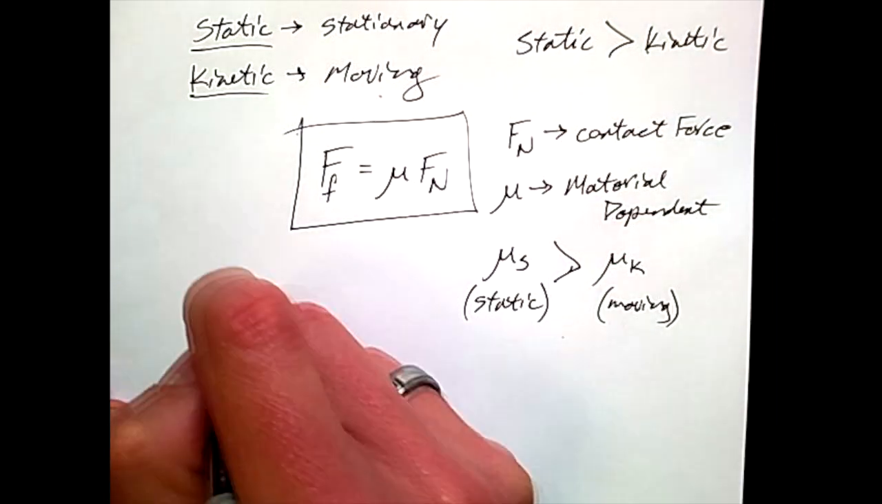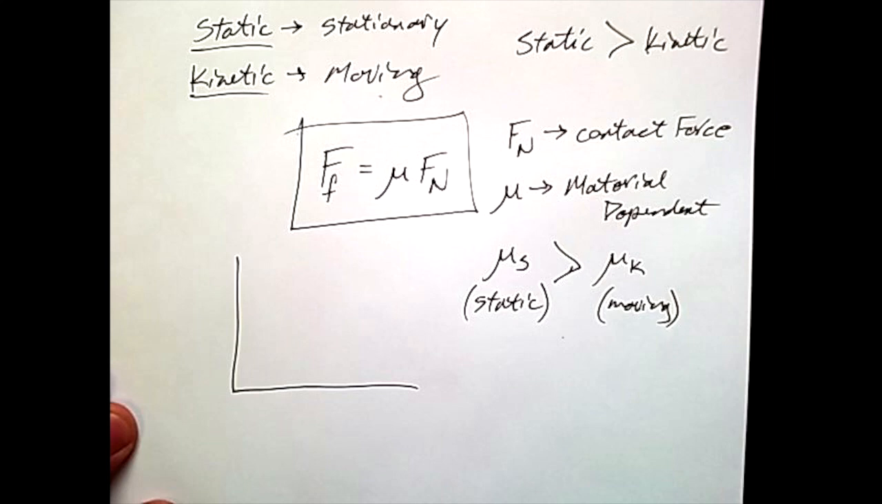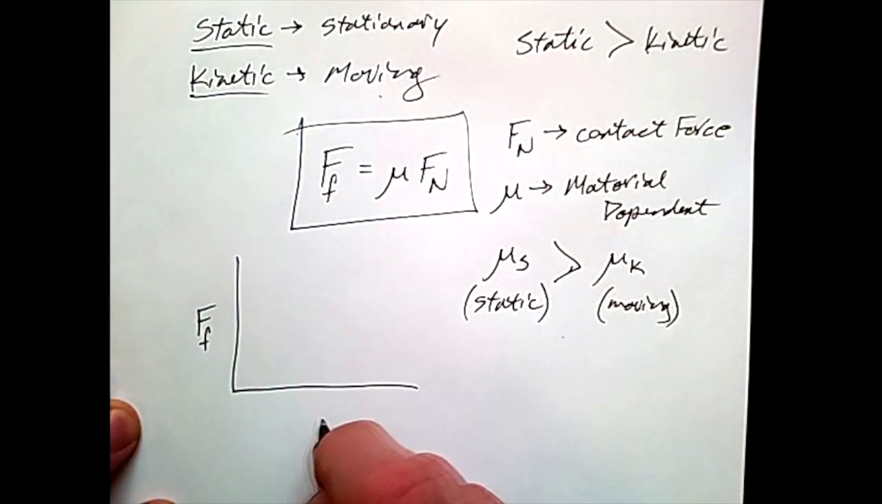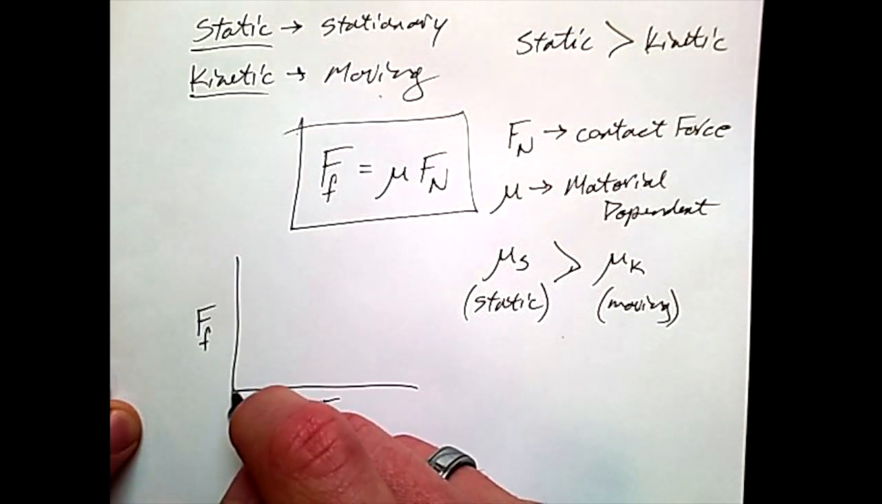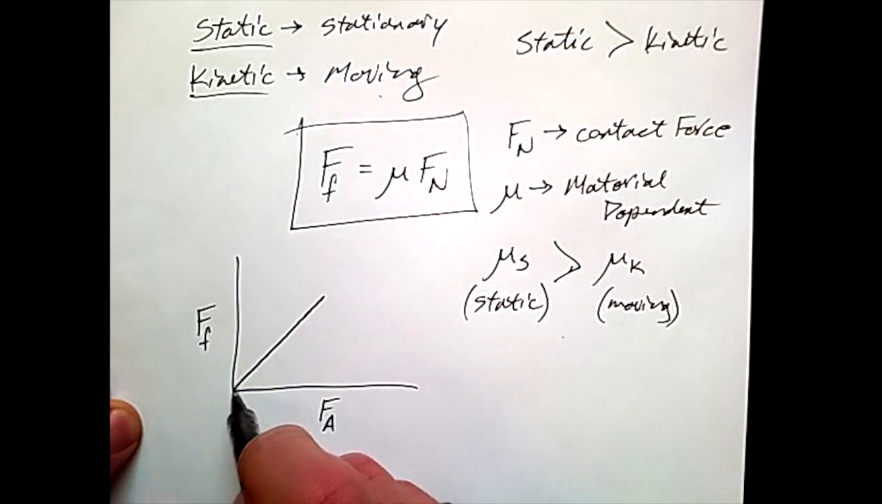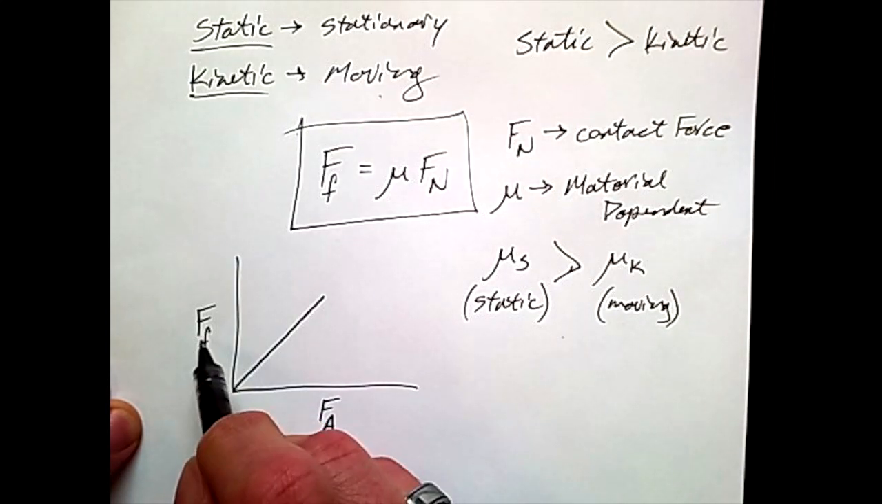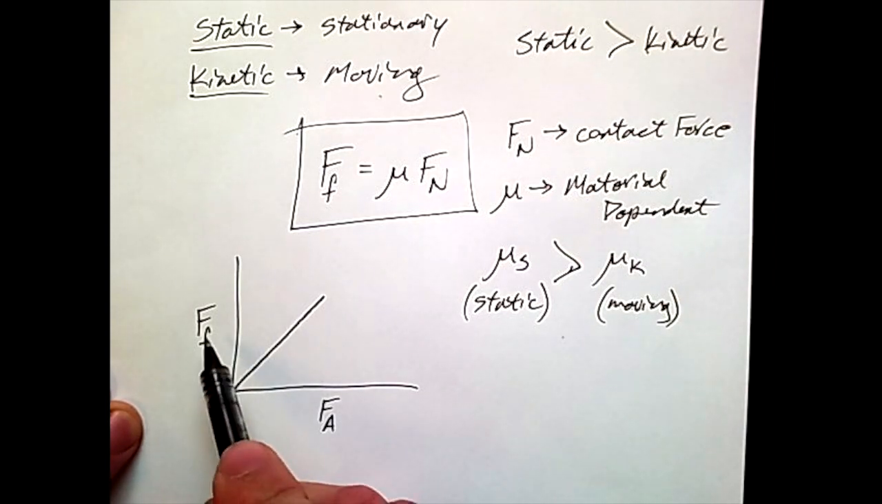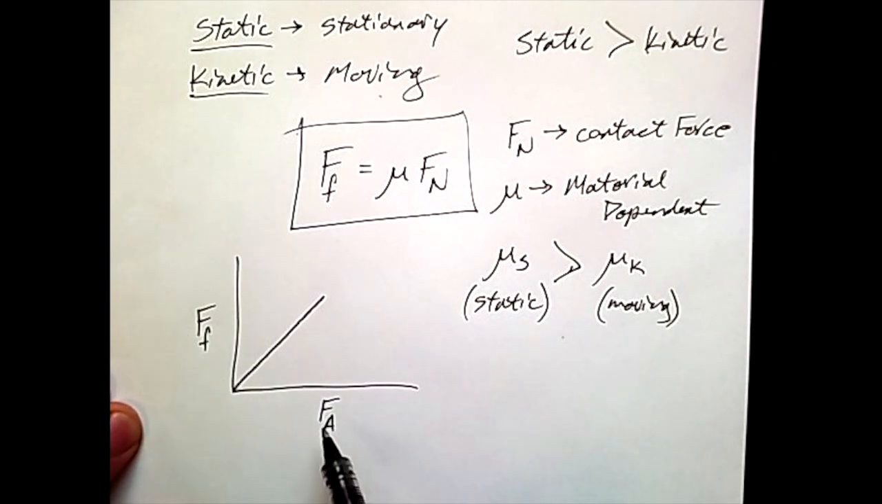And so the kinetic value is a lesser value than the static value. And so what's most useful is to look at it as a graph. So if I analyze the friction force based on the applied force, as I apply a force, the friction force increases in order to match that value. And so a low amount of applied force results in a low amount of friction force. This helps us recognize that the friction force can never exceed the applied force.